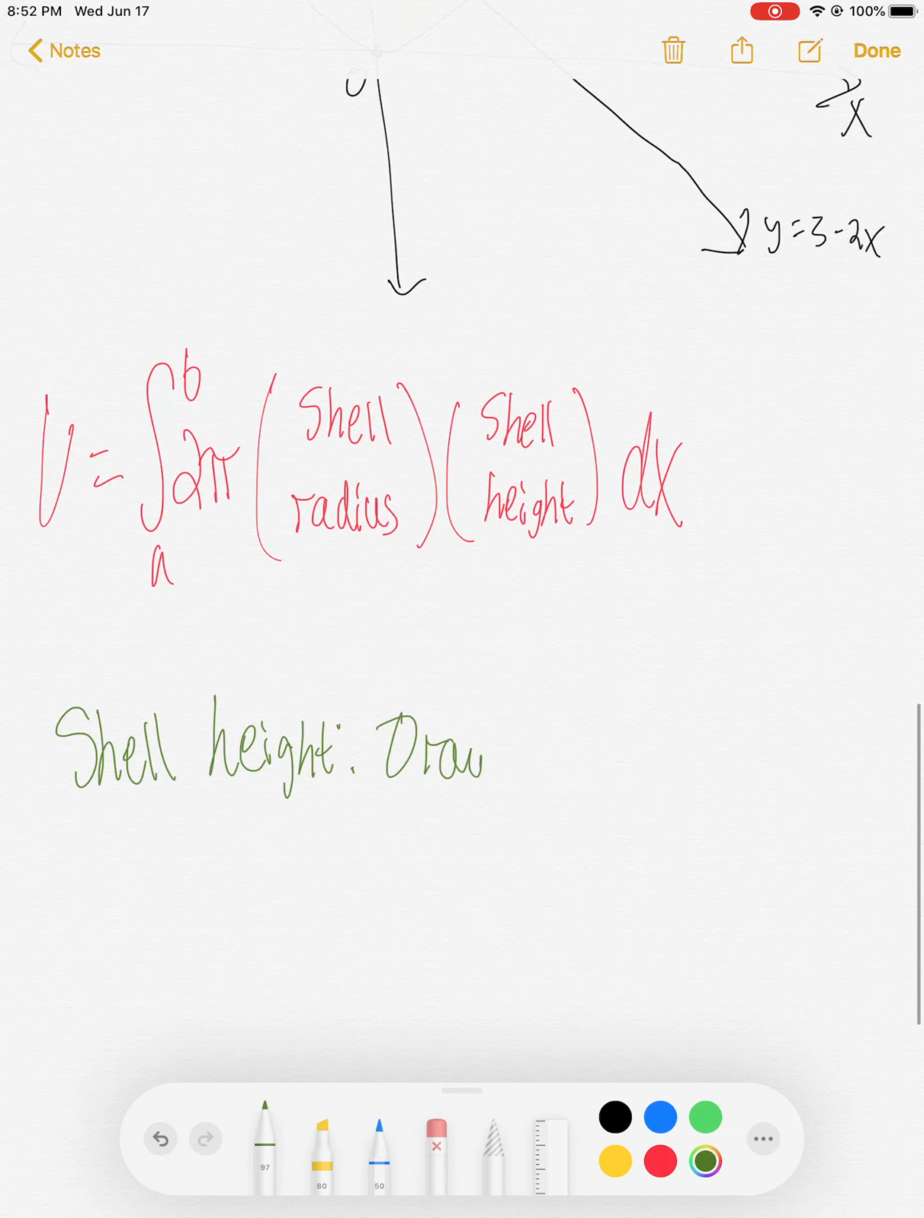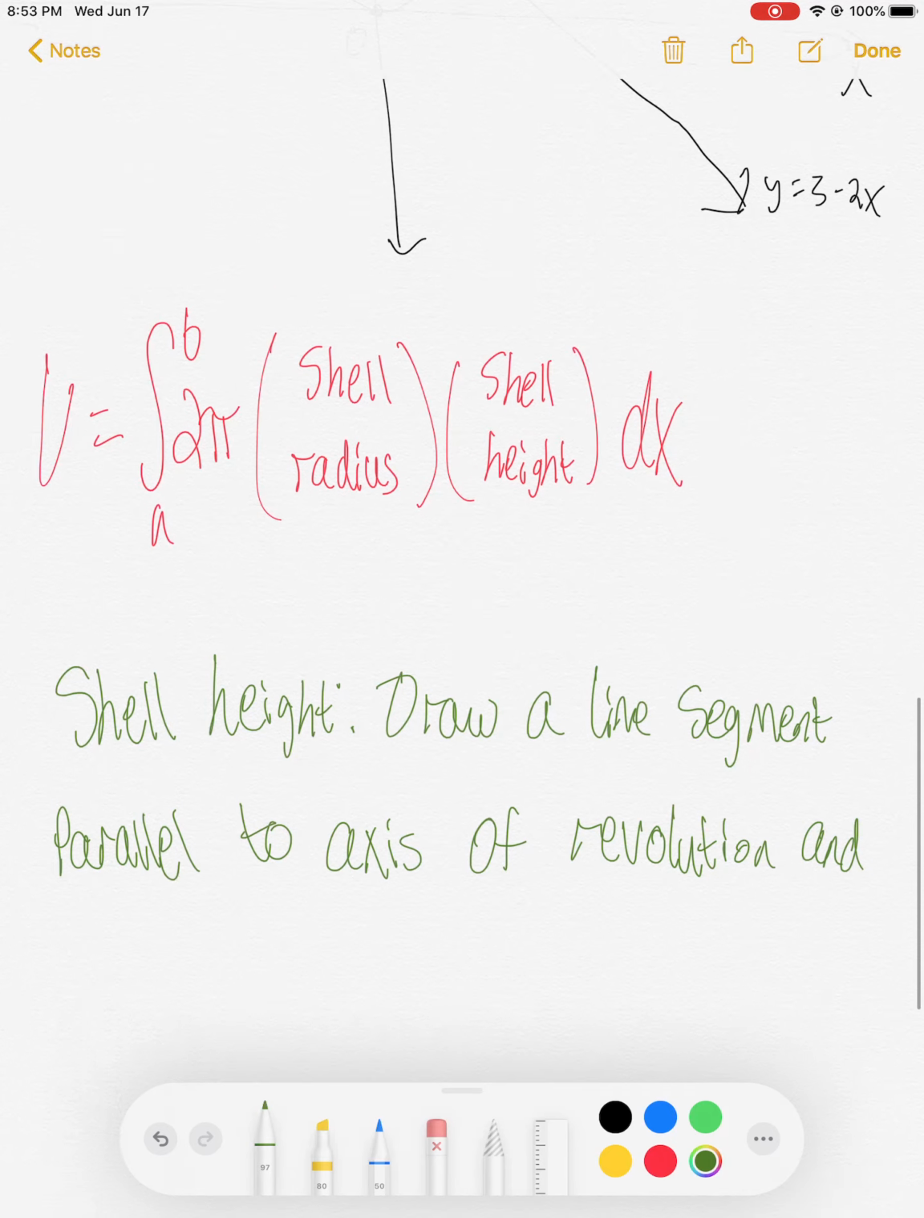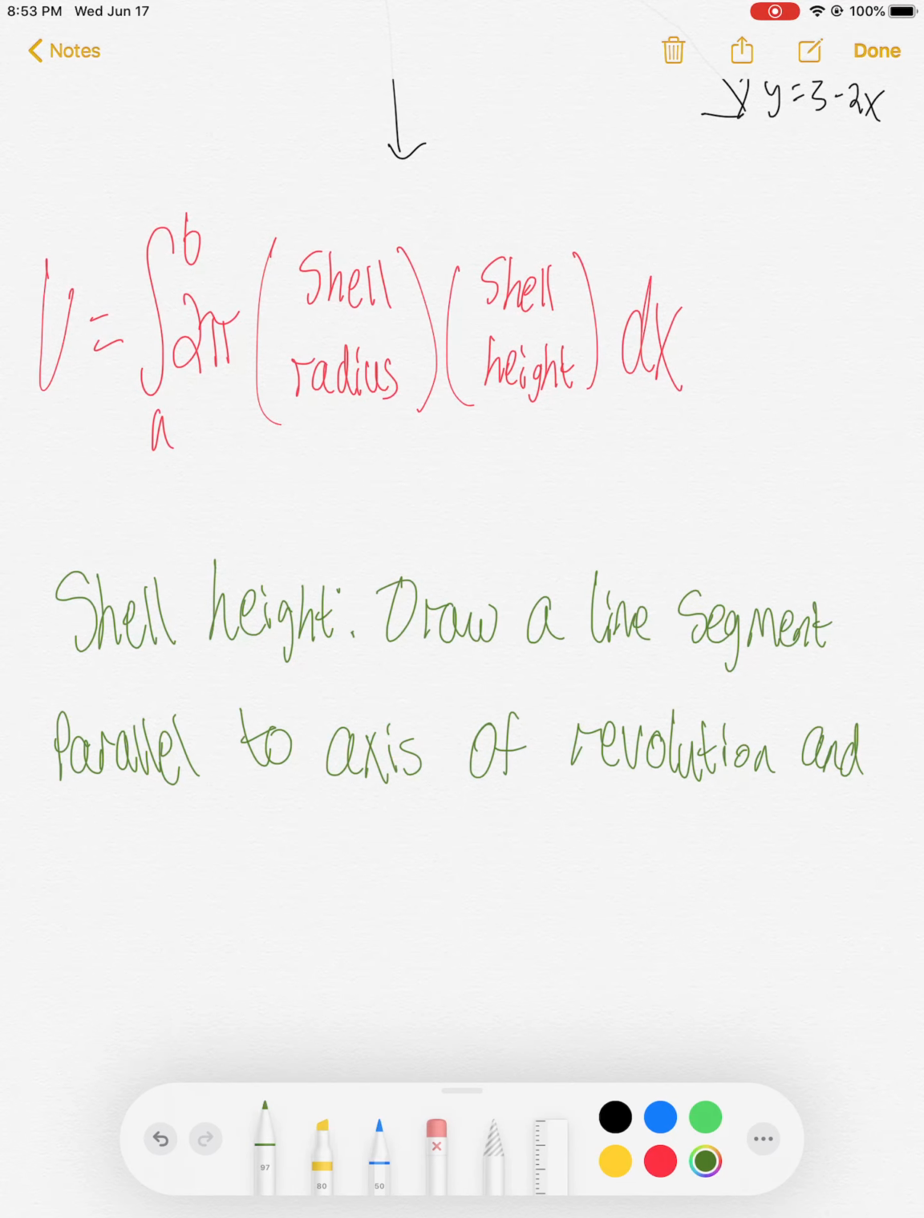Basically, you're going to draw a line segment parallel to the axis of revolution and determine its length or height. So let me say what I think whenever I draw the picture, it'll make more sense.